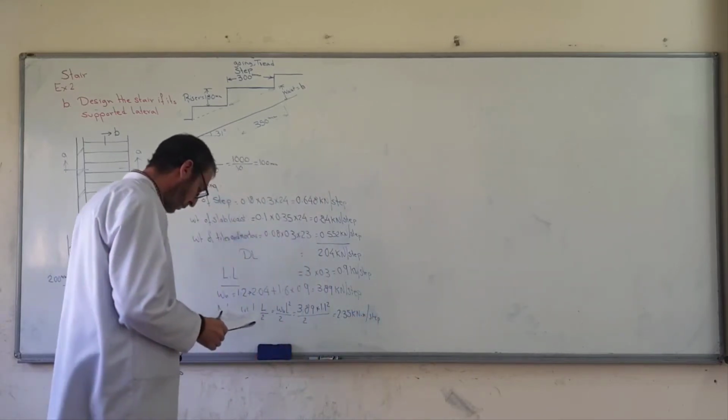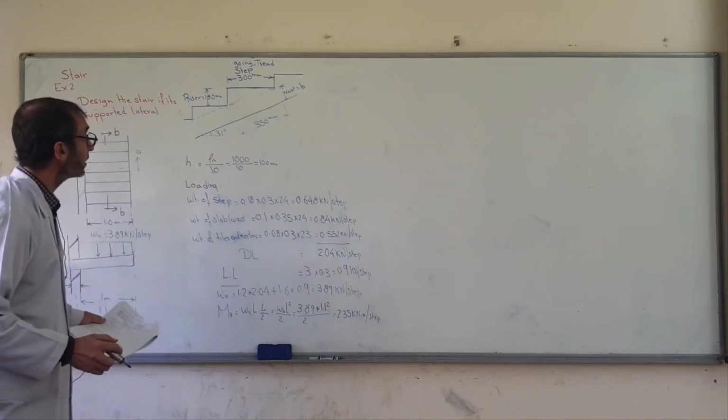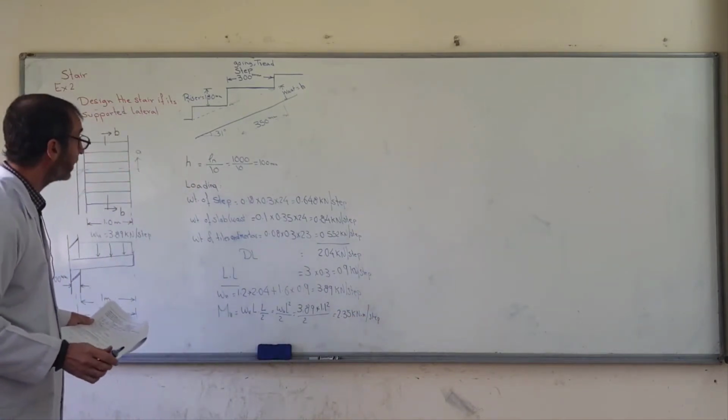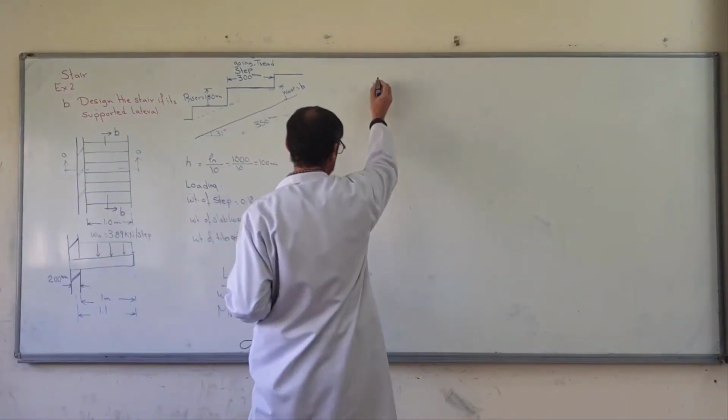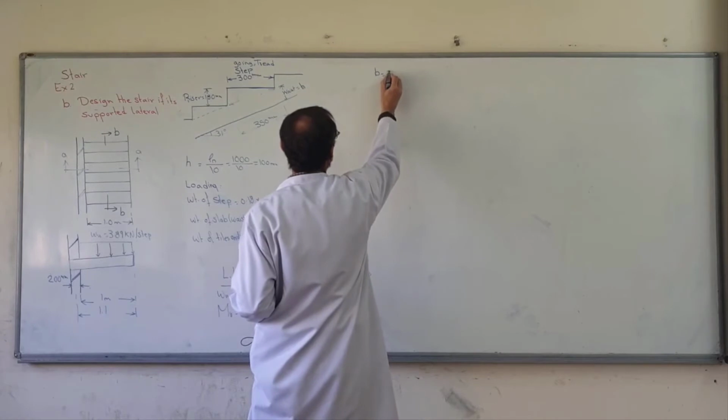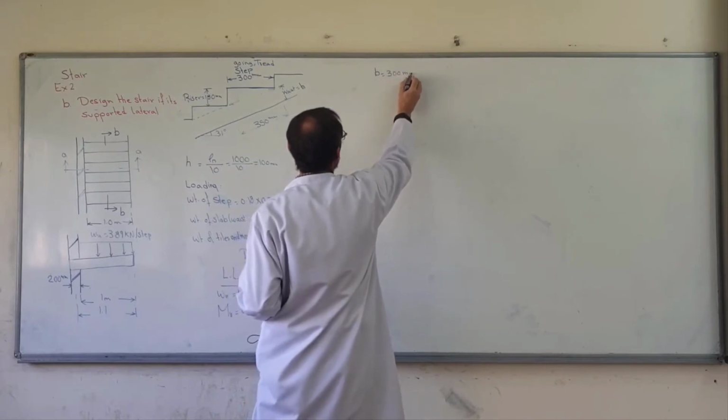Pure steps. Now it's required to find the edge. B is equal to 300. Okay, this is steps for one step.